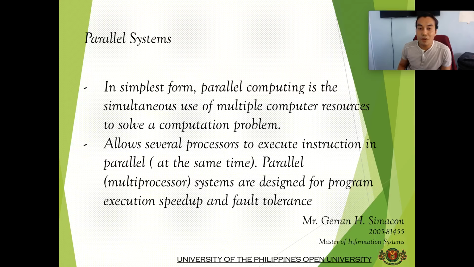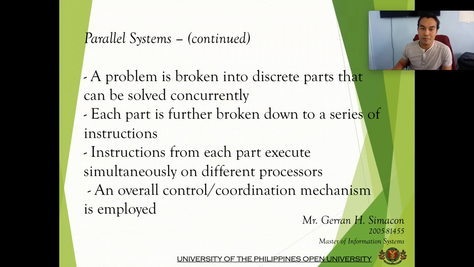In simplest form, parallel computing is the simultaneous use of multiple computer resources to solve a computation problem. It allows several processors to execute instructions in parallel, or at the same time. Parallel or multiprocessor systems are designed for program execution speedup and fault tolerance. A problem is broken into discrete parts that can be solved concurrently.